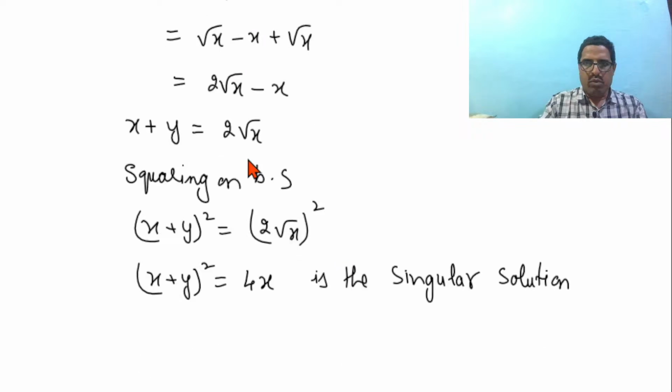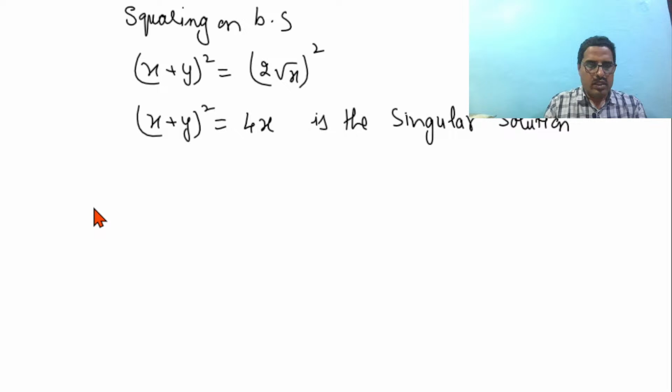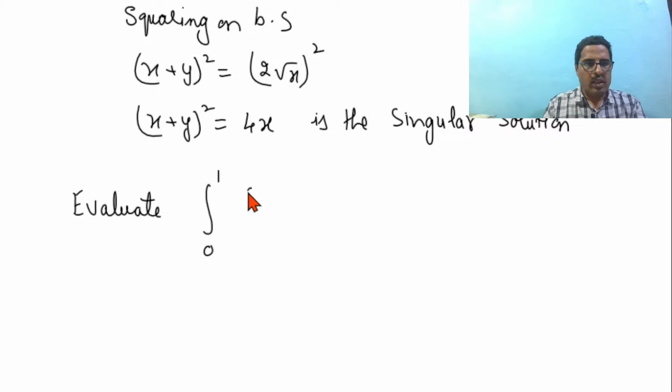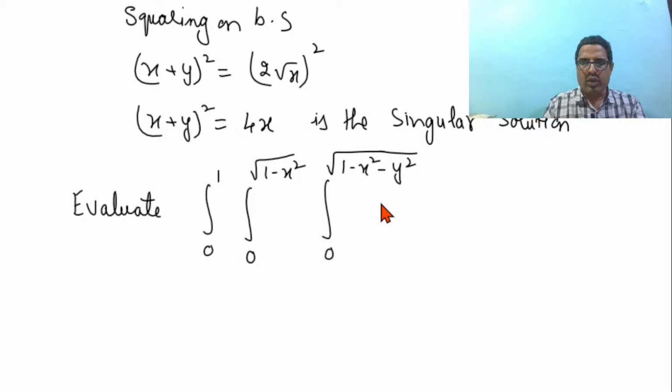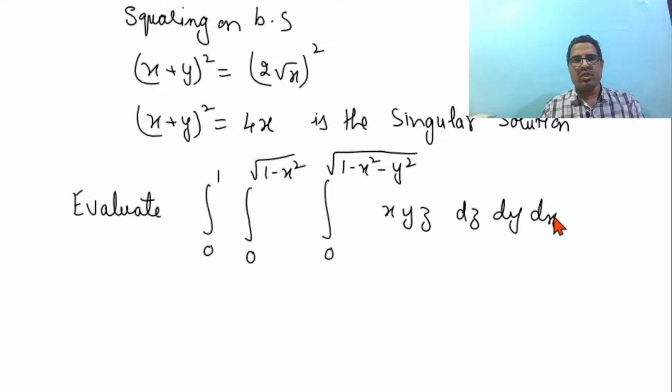So we'll take an example from the integral calculus. Evaluate the integral from 0 to 1, the integral from 0 to root of 1 minus x square, then the integral from 0 to root of 1 minus x square minus y square, of xyz dz dy dx. So it is a triple integral. Let us try to evaluate this one.